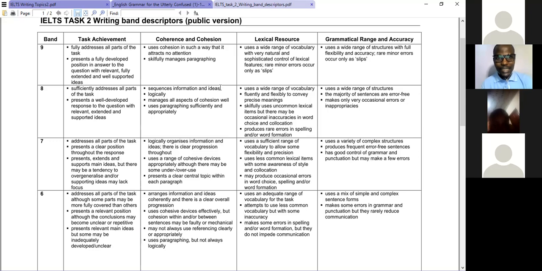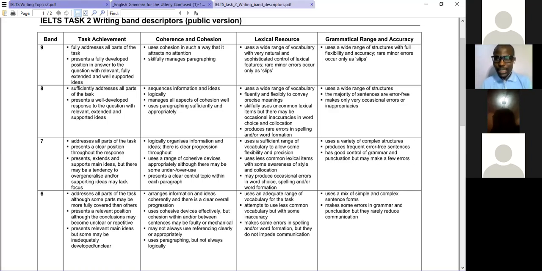Band 8, sequences information and ideas logically, manages all aspects of cohesion. You see cohesive device again. Logically organizes information and ideas. There is a clear progression throughout. Uses a range of cohesive device. A range of cohesive device. So we're not talking about using although, but you use although, interchange it at another time with therefore, interchange it at another time with however. Although, even though, interchange it another time with however, interchange it another time with nevertheless, interchange it another time with nonetheless. So a wide range.